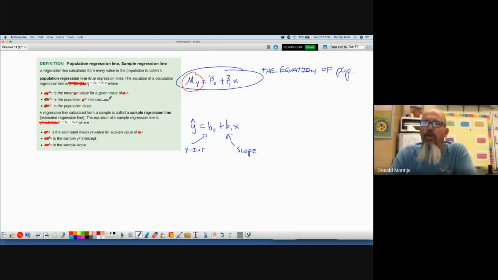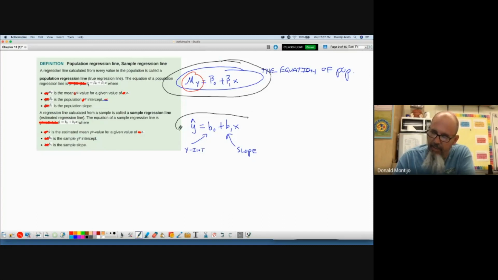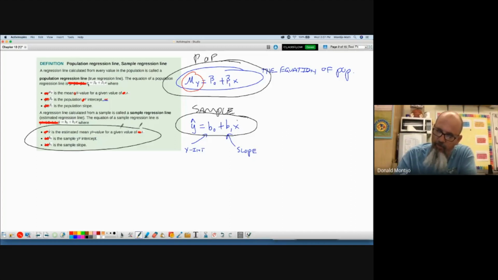Now we have a regression line that we calculate from a sample. So you can kind of think of this top one up here as being a parameter, where this is the statistic. This comes from the entire population and this comes from the sample. So parameter, statistic. We know that y hat is the estimated mean y value for a given value of x. And b sub 0 is the sample y-intercept, and b sub 1 is the sample slope. So all of this is familiar from unit 3.